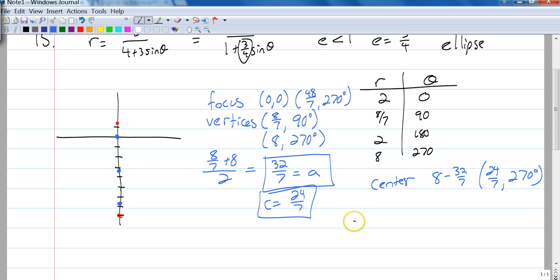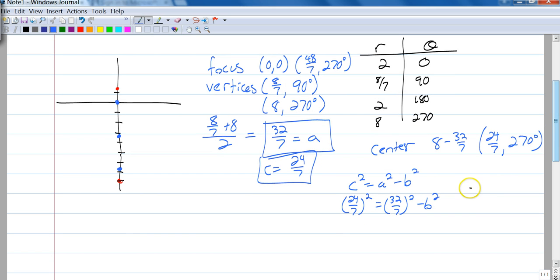I need to find the B value, and you get that 24/7 squared is equal to 32/7 squared minus B squared, and from there you can just solve, and you get B is approximately... Oh, I don't even know because I don't have my calculator out. I think it was something like 3.01 or something.